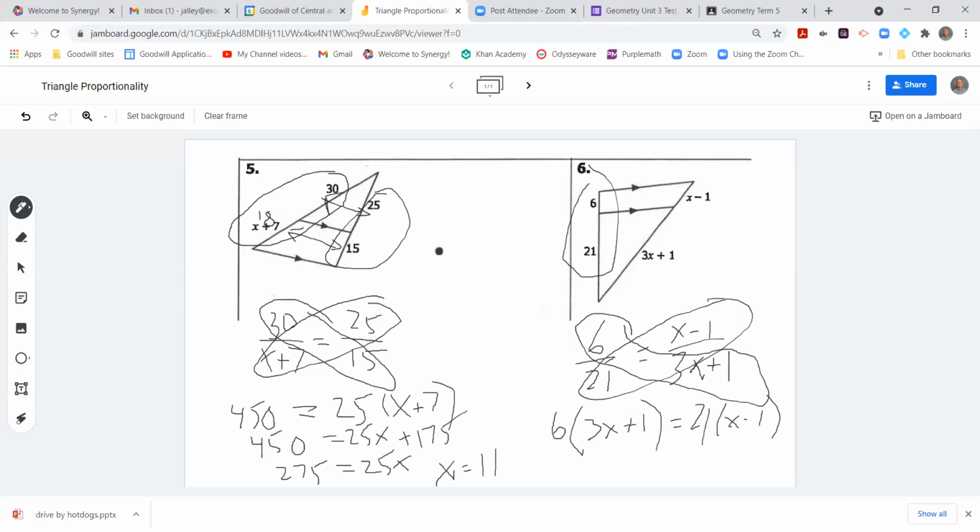30 over 18 can be reduced to the same number as 25 over 15. Because that was one of the tests that we did Tuesday, just to figure out if something is proportional, right? Does it reduce to the same scale factor? So go back to my original and plug that 11 in here. 11 plus 7 is 18. What do these both reduce to? What is the scale factor? Should be equivalent.